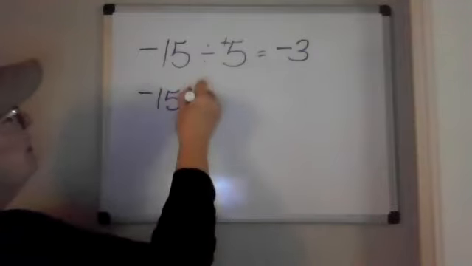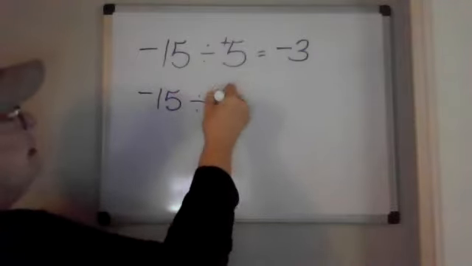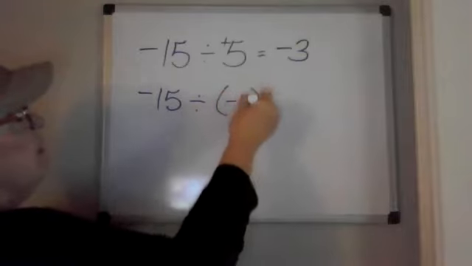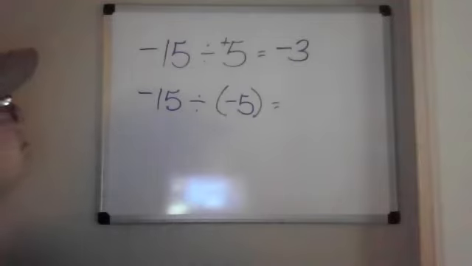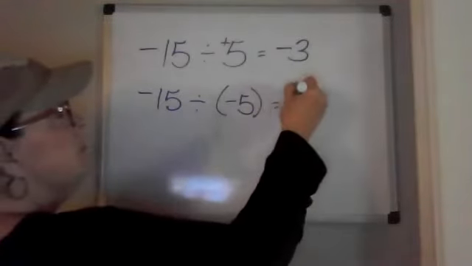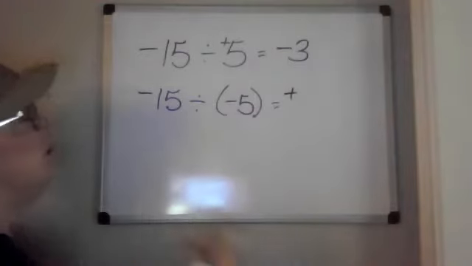-15 divided by -5. Count the negatives. 1, 2. That's even. If you have an even number of negatives, your answer is going to be positive. Then divide.